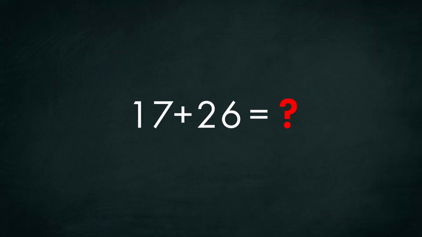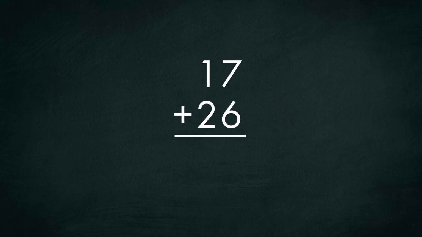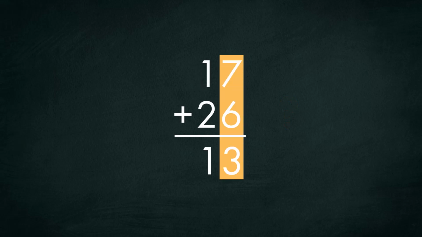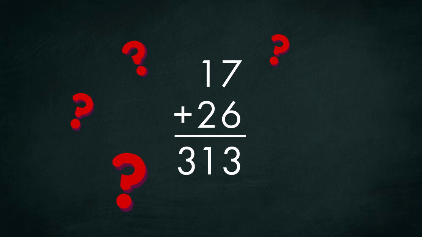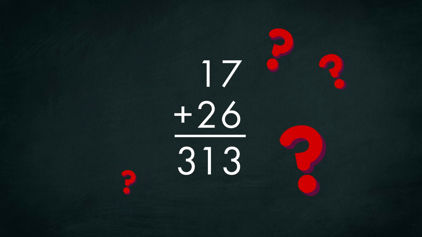Let's take a look at a similar problem, but with a little bit of a twist this time. 17 plus 26. If we use the same method in the previous video, we should add the numbers by column, right? In the ones column, we have 7 plus 6 equals 13. In the tens column, we have 1 plus 2 equals 3. So the answer for 17 plus 26 equals 313. Wait a minute, that doesn't sound right. The sum is way too big.